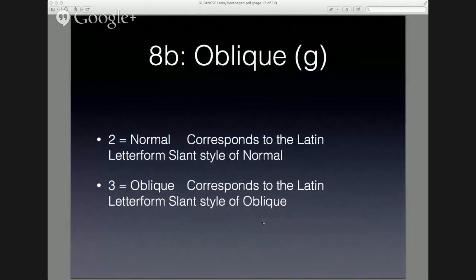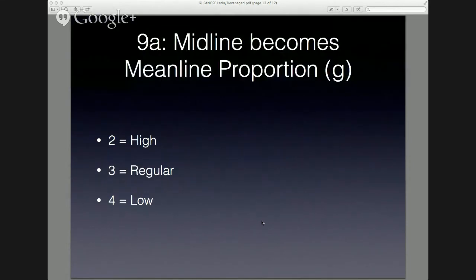Obliquing, it's pretty simple. Is it slant or does it not? You know, the thing that's different is that Devanagari doesn't use obliquing necessarily for emphasis the way that Latin does. I forget what script I saw. I think it may have been Ethiopian, where they just kind of use obliquing all the time. It just sort of makes it look more friendly in their eyes. So we'll track obliquing.